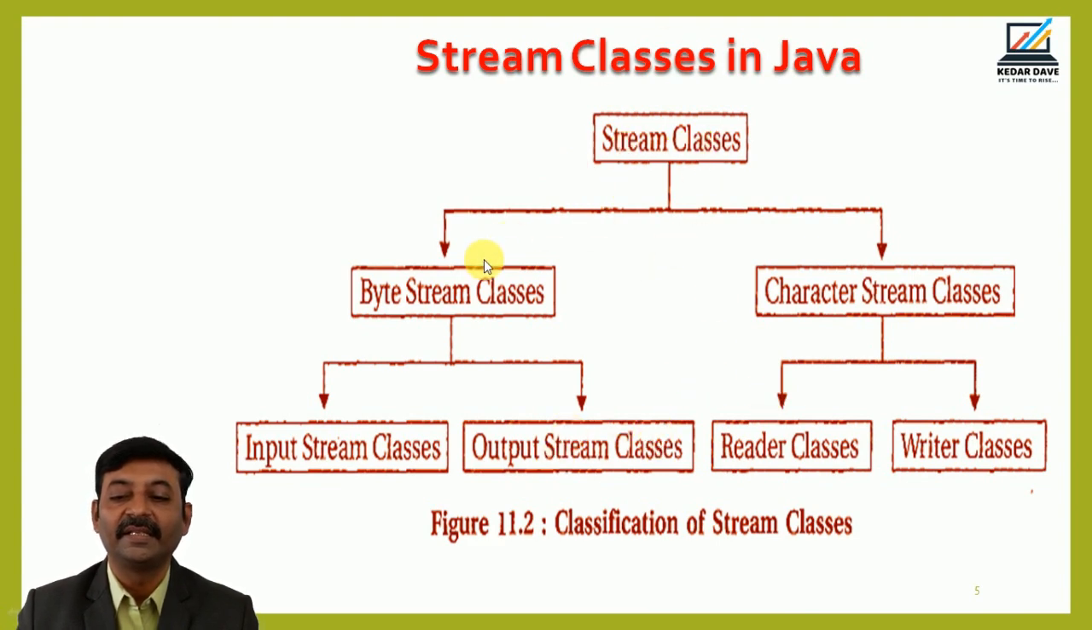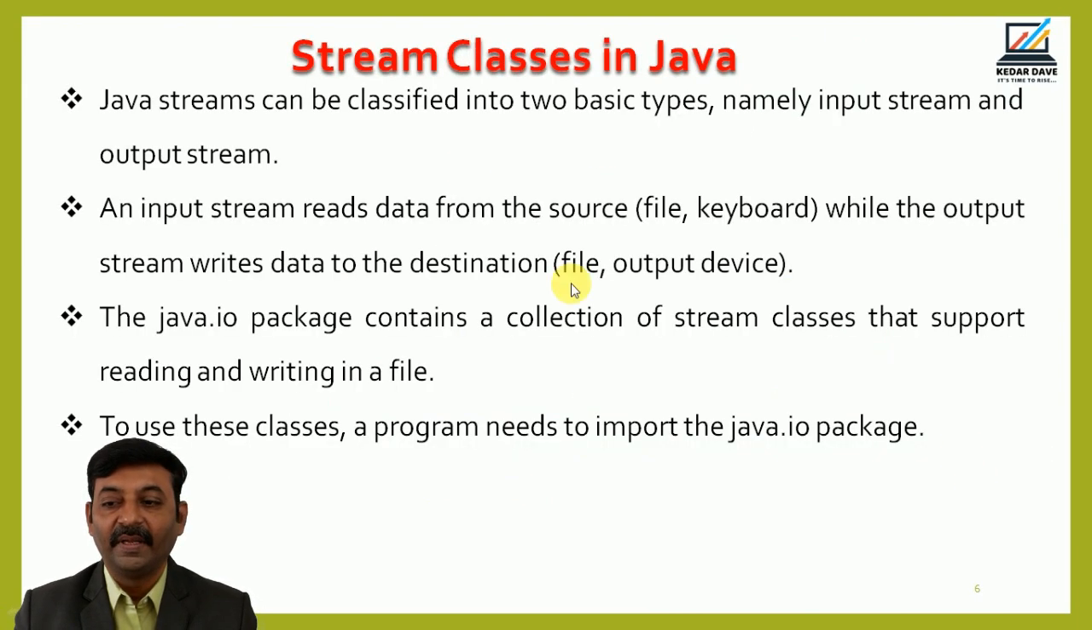The binary stream classes are divided into input stream classes as well as output stream classes. Here in the character stream classes, we have the reader class and the writer class. Java stream classes are classified into these two basic types, namely input streams and output streams. Input streams read the data from the source.